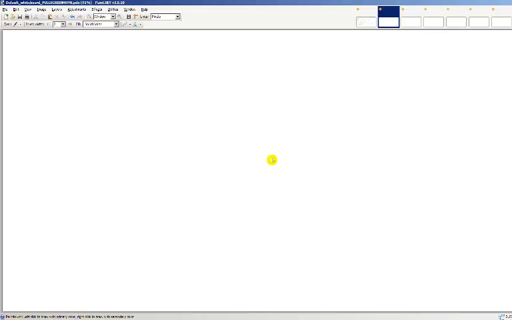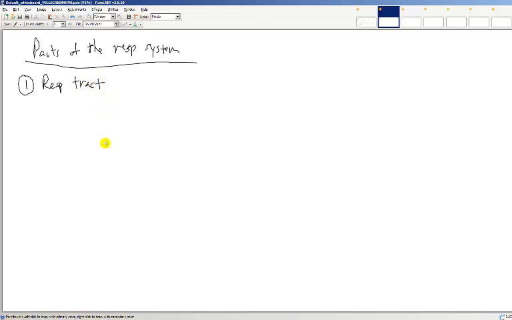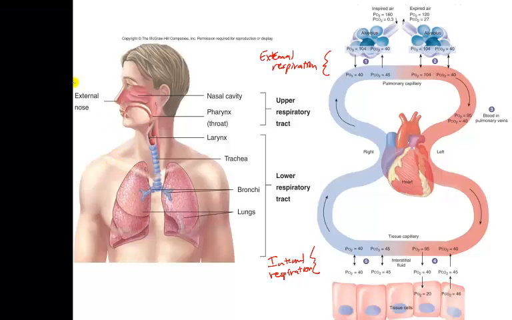And then let's make a list of the anatomical parts of the respiratory system. So the first one, and this might seem surprising that we're just going to call it all one thing, is what we're going to call the respiratory tract. So the respiratory tract refers to all this stuff here, nose on down through the lungs. These are the parts that actually pass air.